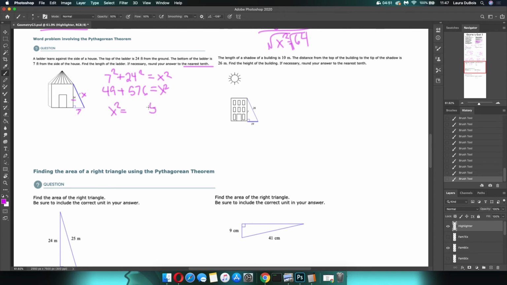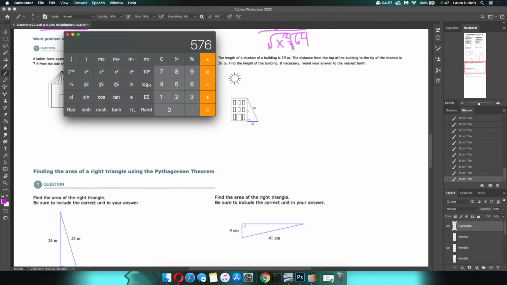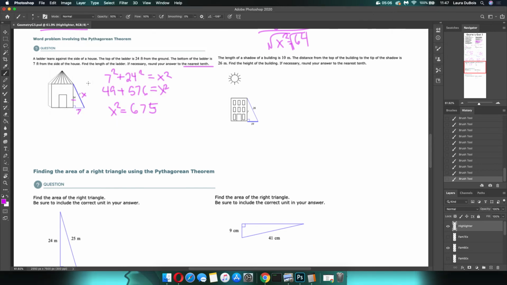So 675. Yeah, that's definitely not going to divide evenly. So 675, and then we root it, and it is 25.98, rounding to the nearest tenth, so the 8 makes it round up, so x equals 26, approximately. It's not equals, it's approximately. X is approximately 26.